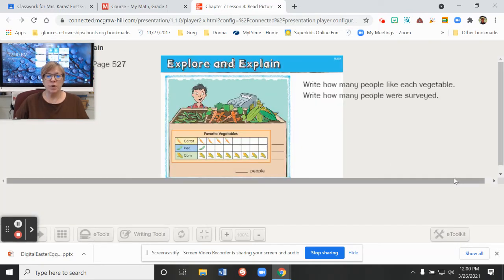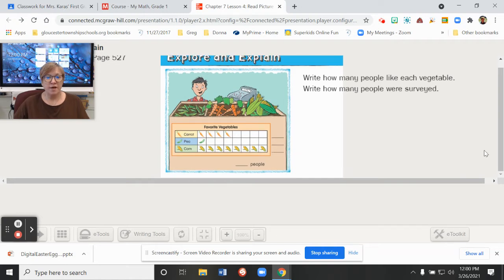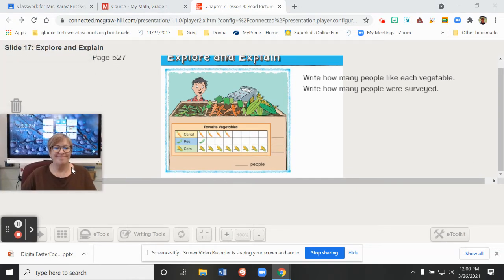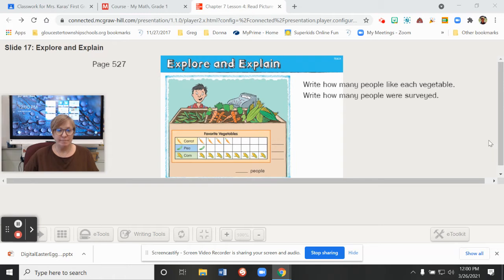All right, so this is where you are going to need your workbook. Okay, so right here, page 527, and pause if you need to, to look for that page. And it shows a vegetable stand, and the choices are carrots, peas, and corn.